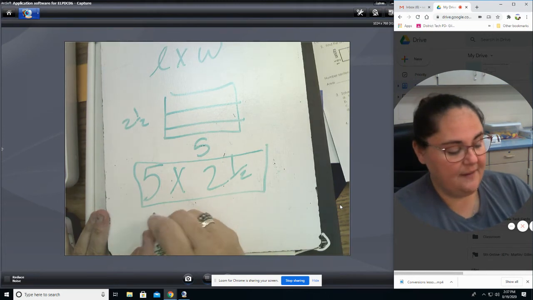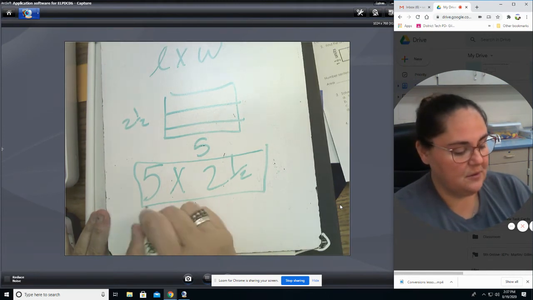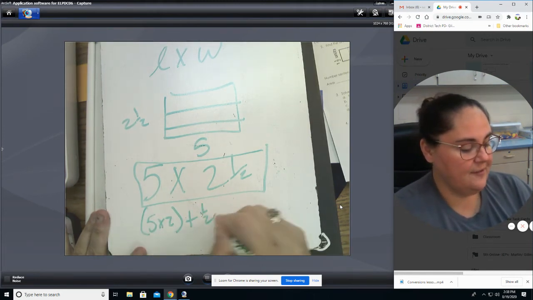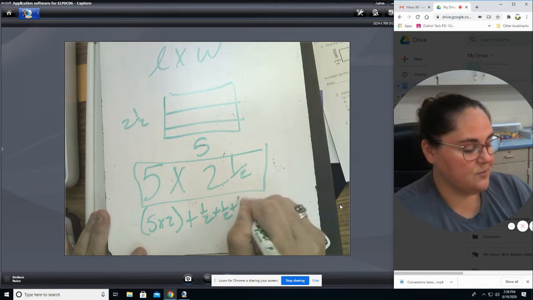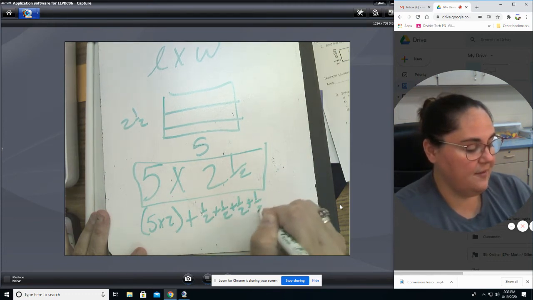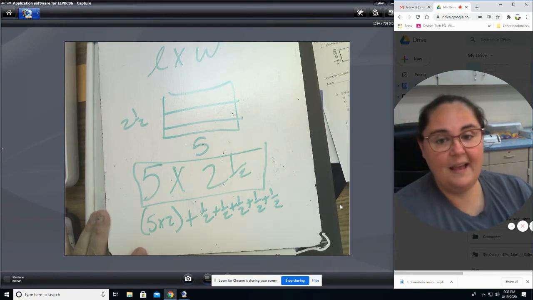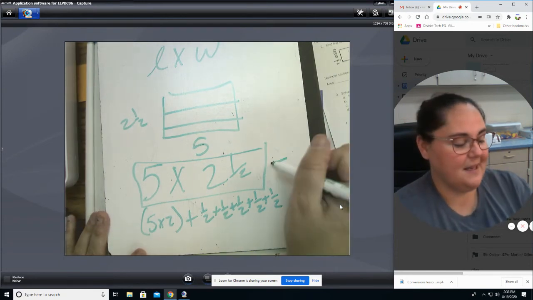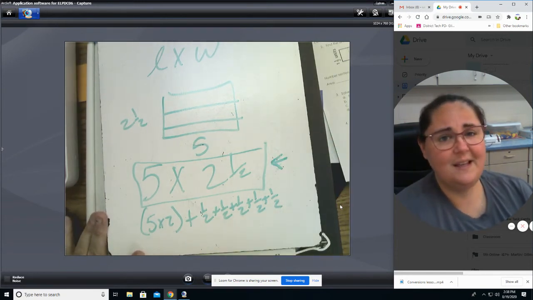Now, if you want to say 5 times 2 plus 1/2 plus 1/2 plus 1/2 plus 1/2 plus 1/2, okay. But make it easy, guys. Use length times width. Make it easy.